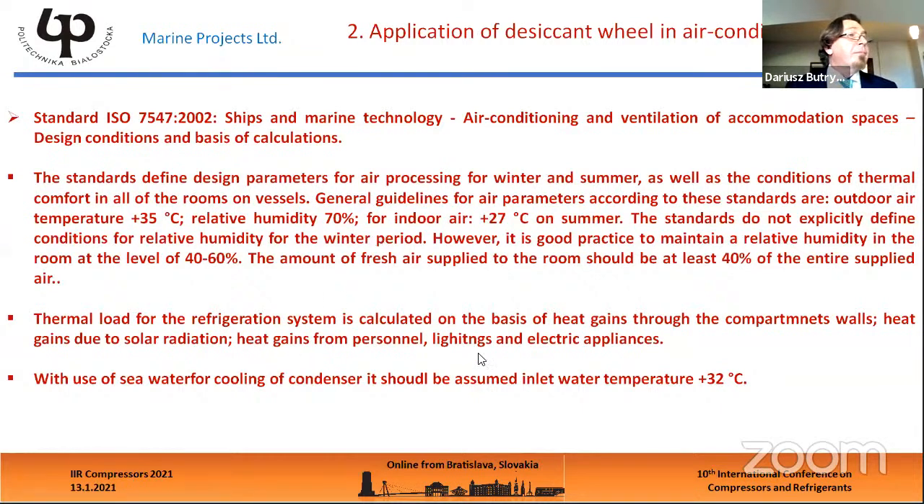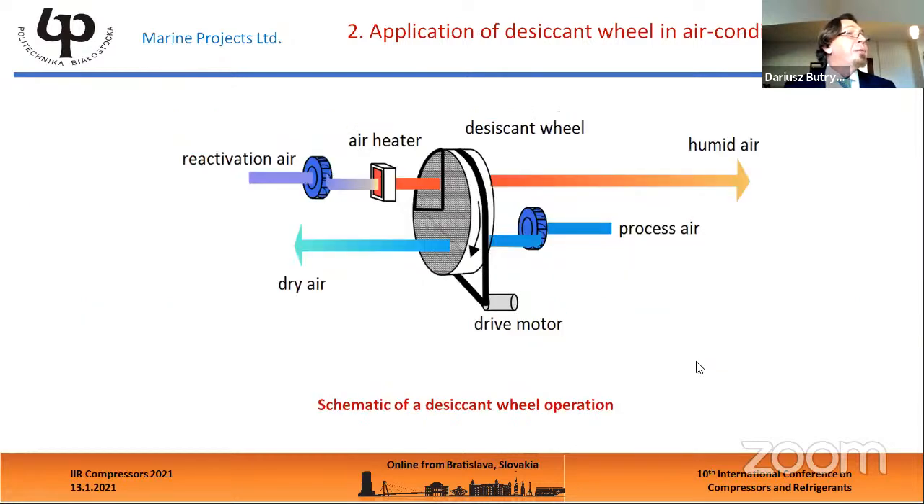And you also should assume that seawater, you have 32 centigrades for your system. That is the reason we have decided to change the conventional approach in the air conditioning unit to apply a desiccant wheel, which is very similar to that wheel which is used as a regenerative heat exchanger in air conditioning units. And we have here regenerative section and desiccant section.